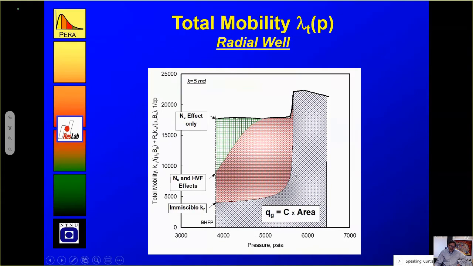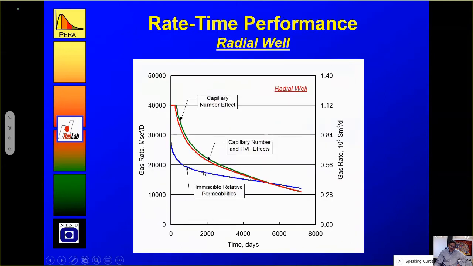So you can see how much more pessimistic it is if you don't include the capillary number dependence, at least for radial wells, for vertical wells. There's a big effect here. And then again, you lose this from the Forchheimer behavior. So this is an example of the rate time performance using immiscible curves, using capillary corrected curves, and capillary corrected with the high velocity flow.